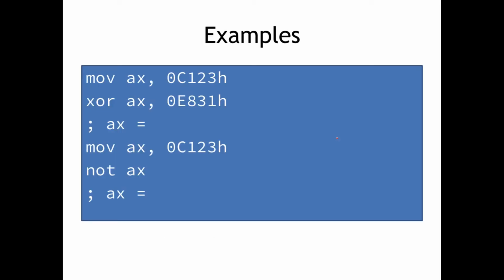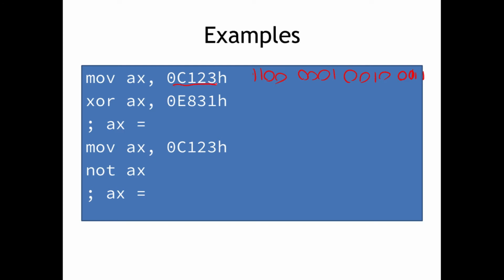So here's some more examples. If we look at this particular example, just to go through as a refresher some of those bitwise operations, if we have our same value we've been using, so 1100 0001 0010 0011, and then we do an XOR of that with this value here.